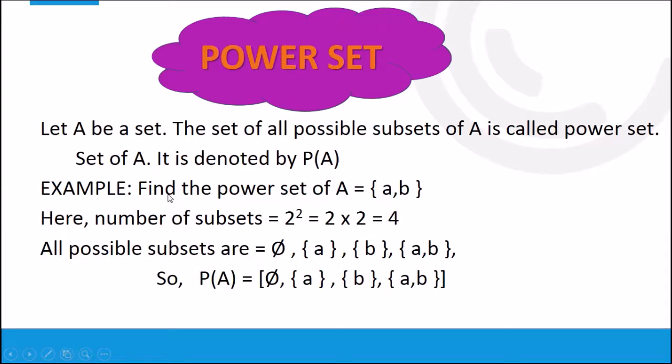The example is: find the power set of A equal to {A, B}. So how many elements are there inside the set? There are 2 elements. So first we find out how many separate sets we have to make. For that we write the number of subsets as 2^n, and on the top there are 2 elements, so I have written 2. Multiply 2 by 2, it will be 4. So you have to make 4 subsets. The first set should be empty, then take A, then take B, and the last set should be the improper subset. Got it?